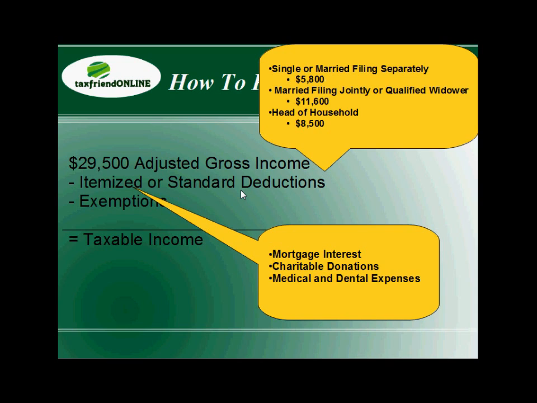So the million-dollar question, what do you take, the standard deduction or the itemized deduction? And the answer is very simple. You take the amount that will give you the largest deduction. So we have $29,500 in adjusted gross income. We subtract either the itemized or the standard deduction, and from there we subtract the exemption in order to get the taxable income.